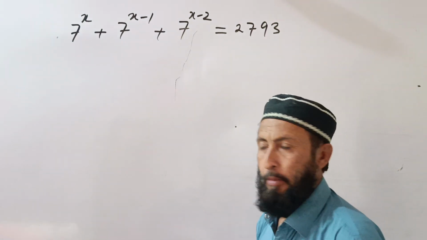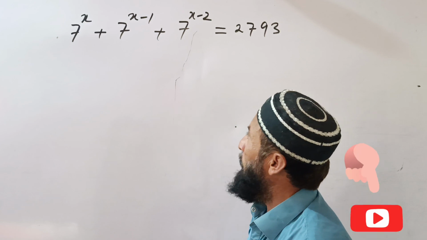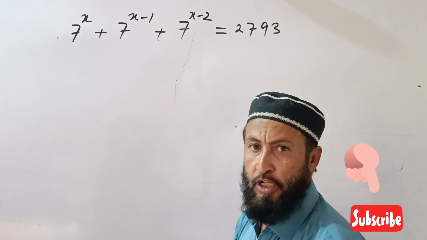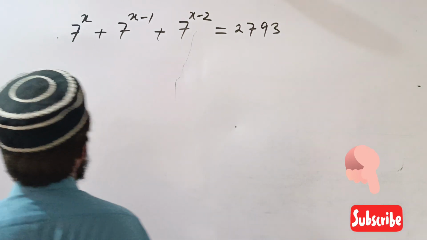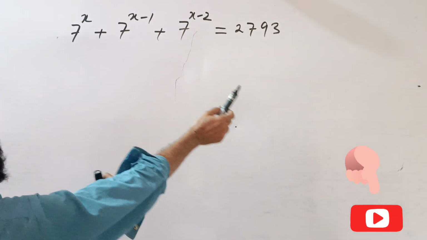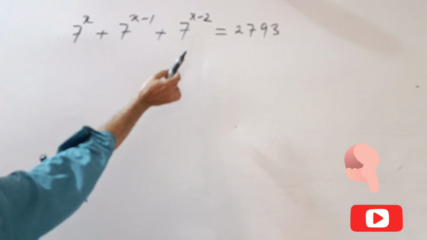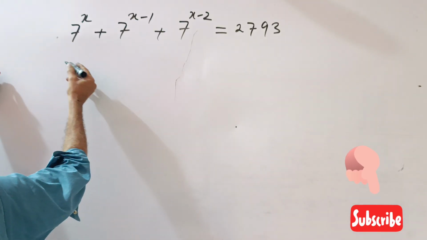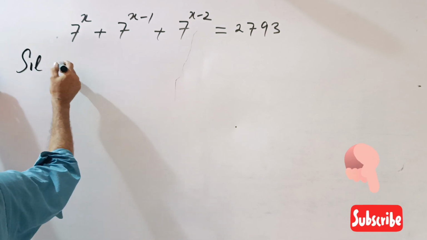Hello, welcome everybody. Today we have a very interesting exponential equation, and we will see how we can simplify this term. According to the definition of the exponent rule, we eliminate the power. First of all, we start the solution here.